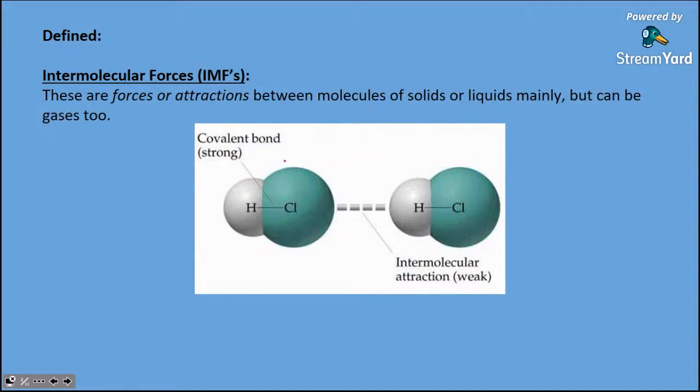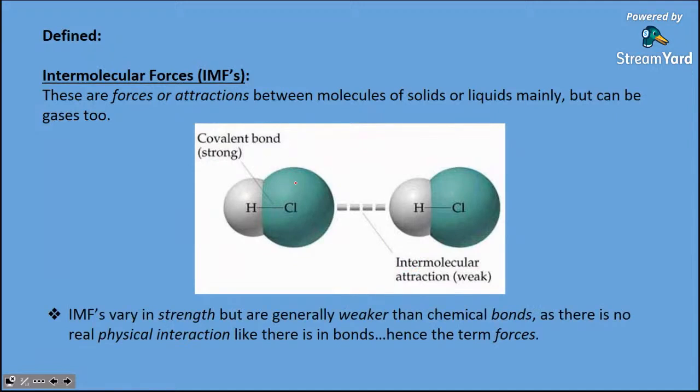Please understand that IMFs vary in strength, but they're generally weaker than an actual chemical bond, weaker than your ionic, covalent, and metallic bonds, because with IMFs there's no actual physical interaction between the molecules. It's just an attractive force. That's why we refer to these as intermolecular forces, rather than as a type of bonding. Bonding is within a molecule. A force is between molecules. Please make sure you're clear on that distinction between bonds and forces.